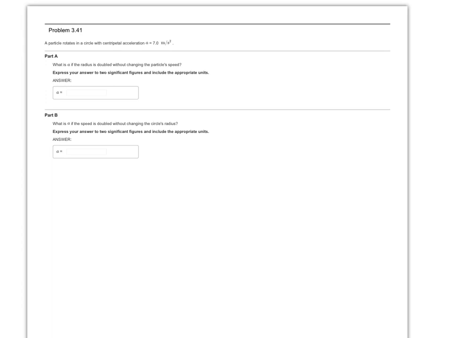Up next, we have a circular motion one. We have an object rotating in a circle with an acceleration of 7 meters per second squared. That's the centripetal acceleration, or the acceleration of an object going in a circle. And we want to know what the acceleration would be if the radius is doubled without changing the speed.